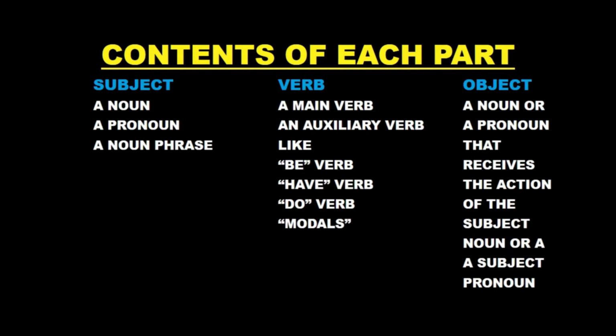In the verbal part, we get a main verb. There are thousands of main verbs, as we all know, but at the same time, there may be some auxiliary verbs also, which are also called helping verbs. Like there are many, all of us know, there are as many as 5 be verbs, which are am, is, are, was, were.